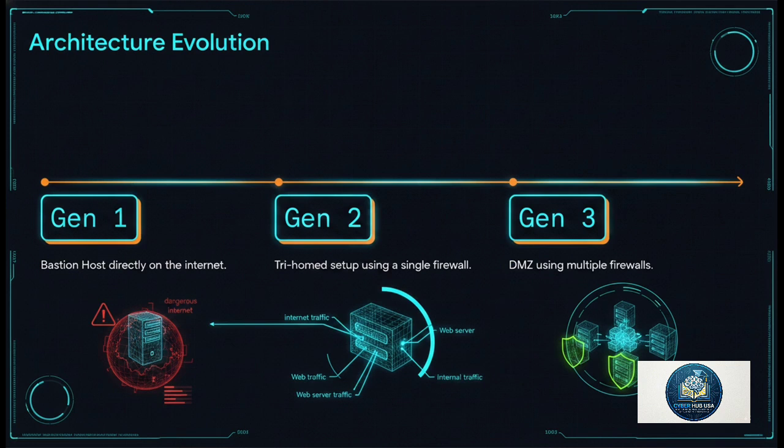Next came the tri-home setup, where a single firewall had 3 network cards to juggle internet traffic, web server traffic, and internal traffic all at once. Better, for sure, but it put all the pressure on one single point of failure. This naturally evolved into the modern gold standard, the DMZ.